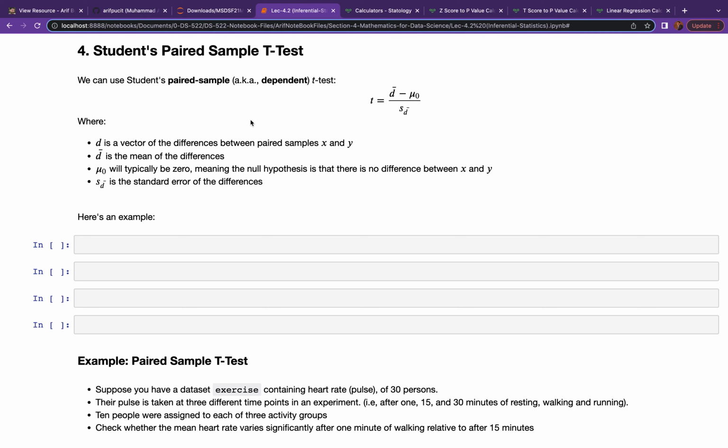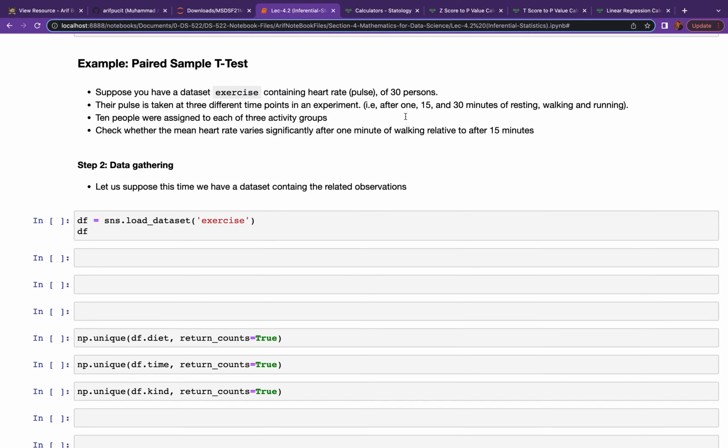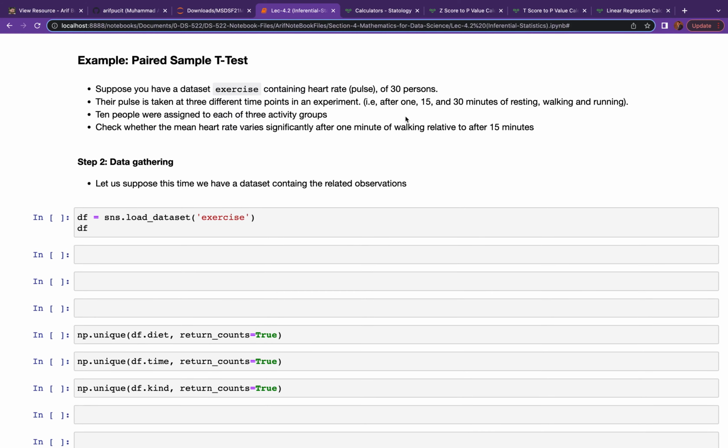Now this is the third category, the paired sample t-test, and this is used in scenarios where we have two vectors and each corresponding element in one vector has a corresponding element in the other vector. This is also known as dependent t-test and can be computed using this formula. Let's straight away move on to an example.